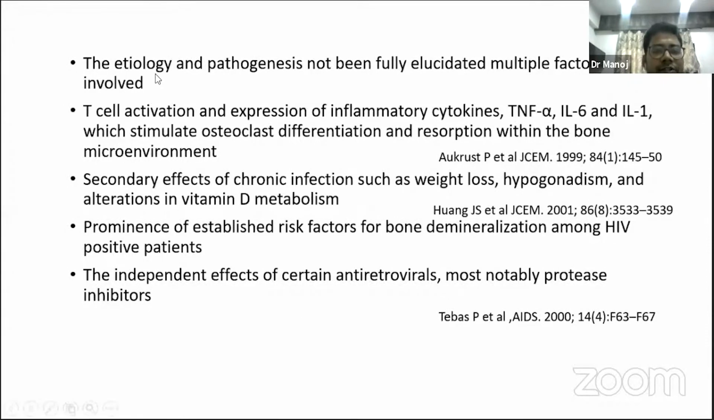There are various etiologies and pathogenesis which are not fully illustrated, but multiple factors are involved, and various T cell activation and expression of inflammatory markers like interferons and interleukins, which stimulate the osteoclast differentiation and resorption within the bone microenvironment. Apart from that, there are secondary effects of chronic infection such as weight loss, hypogonadism, and altered vitamin D metabolism. All these are responsible. And there is a prominence of established risk factors for bone demineralization among patients with HIV infection. Apart from that, there are independent effects of certain antiretrovirals, mostly protease inhibitors.